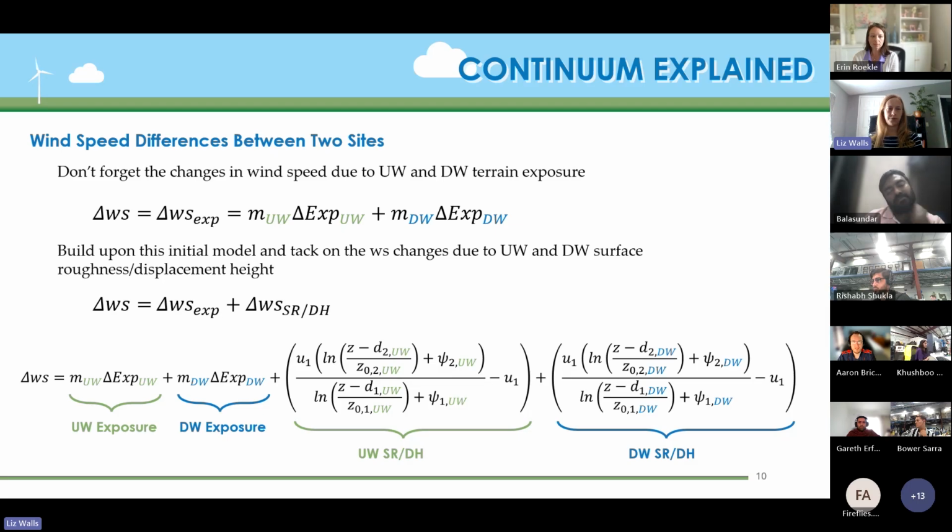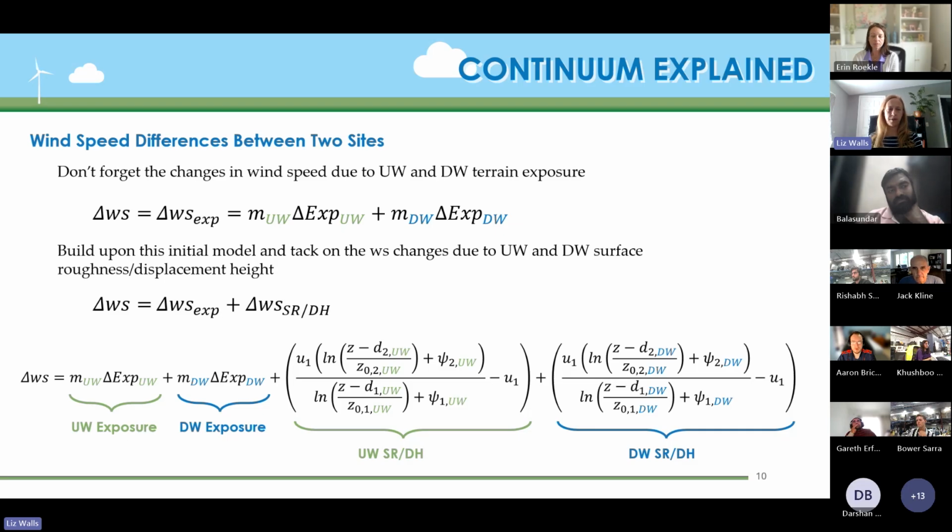We have the model coefficients for the upwind exposure, looking at the difference in the upwind exposure, as well as the coefficient for the downwind exposure and how the changes in the downwind exposure affect the wind speed. So that's the first part of the model. And now we are adding in the change in roughness and displacement height and how that affects the wind speed.